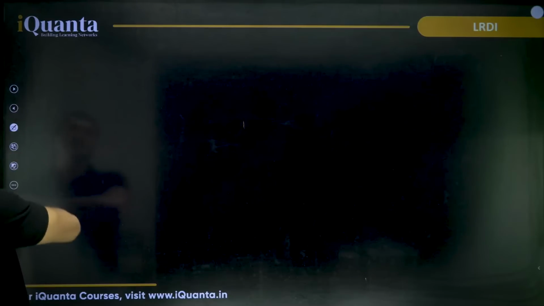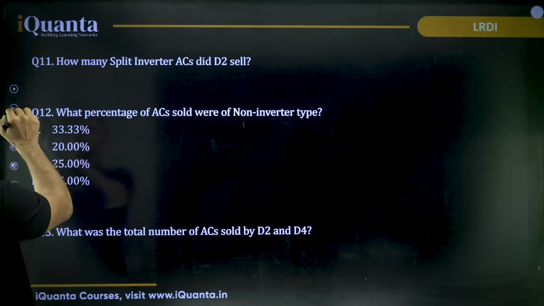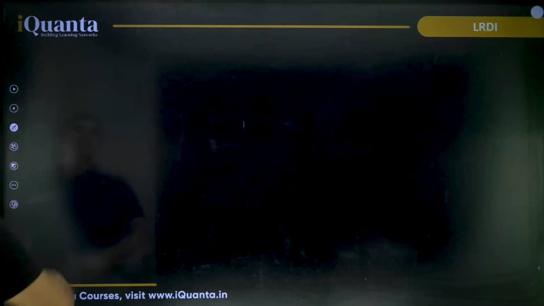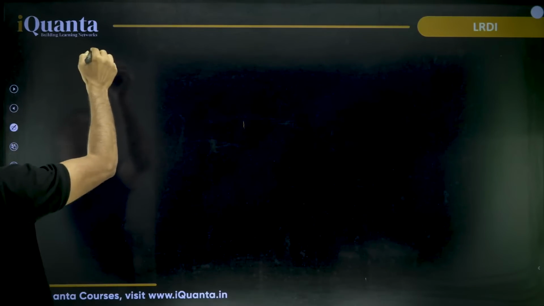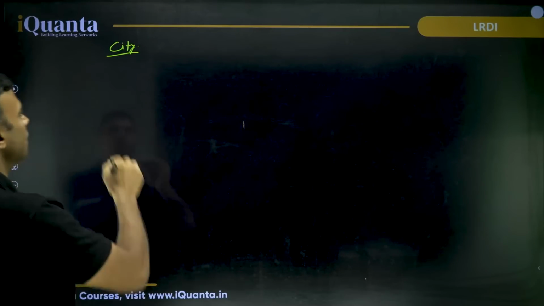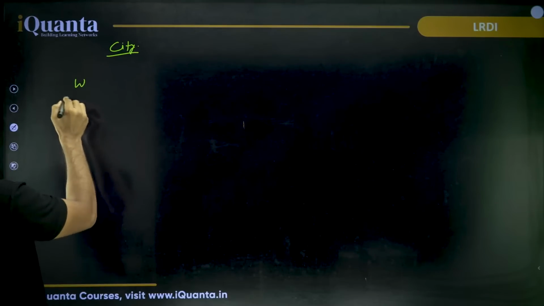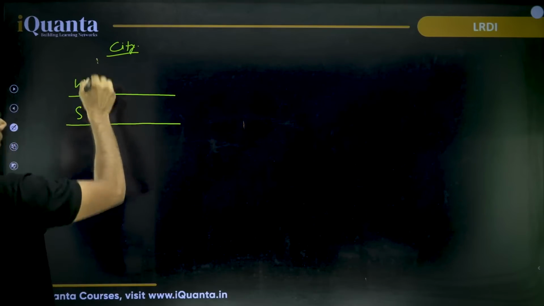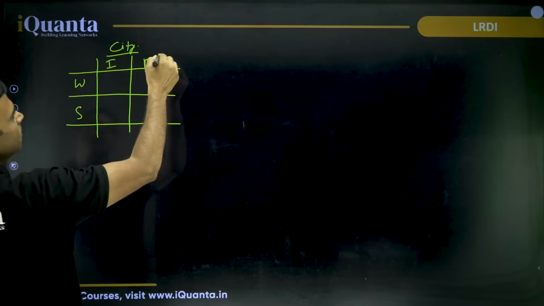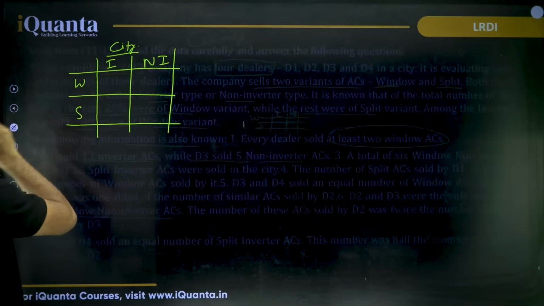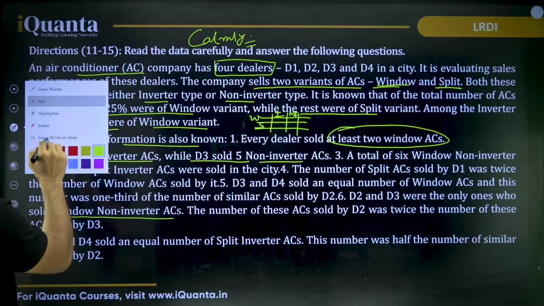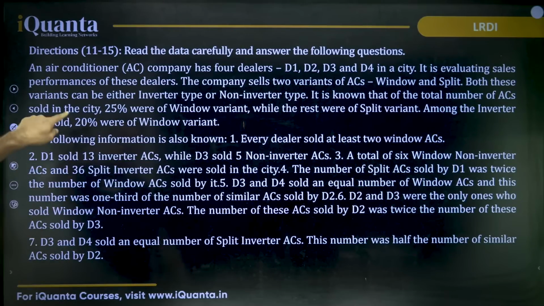Let's take some space here. So we create the tables. First of all, we say that in the city, there is a combined number of D1, D2, D3, D4. Window, split, and inverter. Do it very peacefully, and non-inverter. Okay. What all information do we have? I'll just clean this up so that we can use all the information properly. So where does the information start?